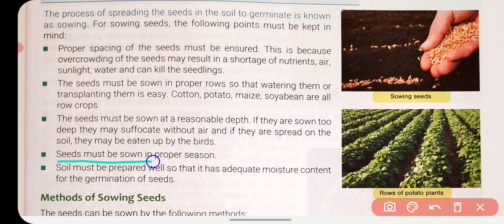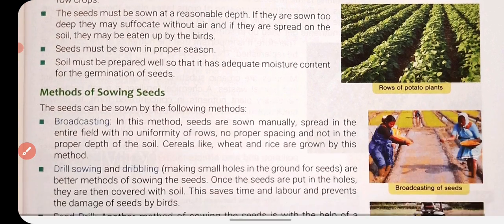Seed must be sown in a proper season. You must take care of the season in which you will grow the seed. You must have this in your mind before sowing the seeds. Soil must be prepared well so that it has adequate moisture content for the germination of the seed. Before sowing, you must prepare the soil so that the seed can germinate easily and grow into a better crop.